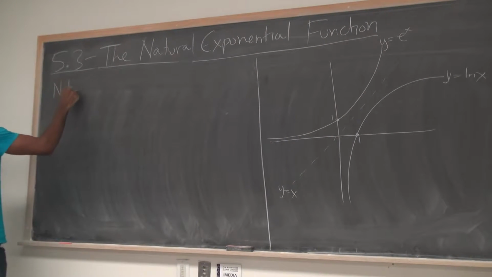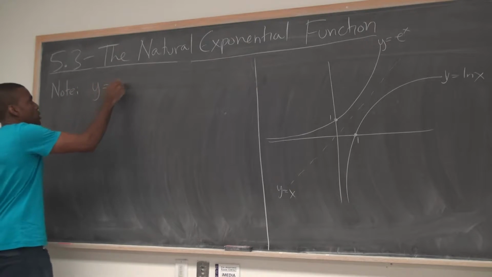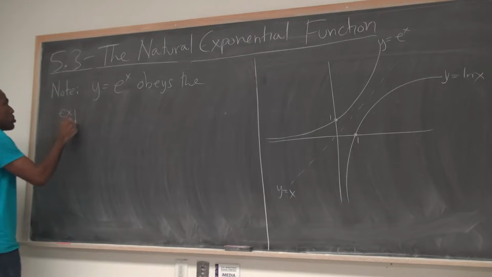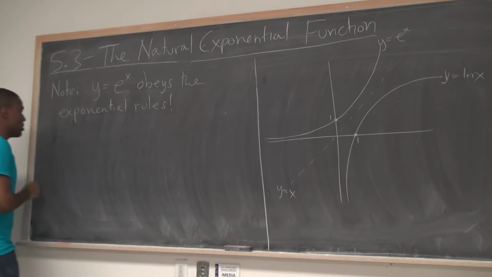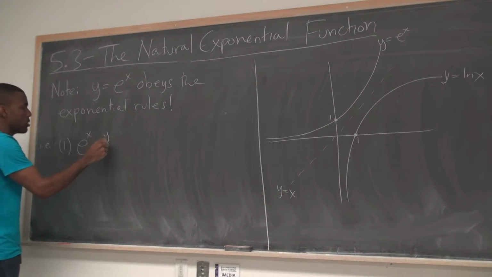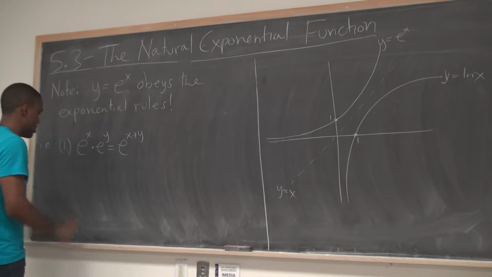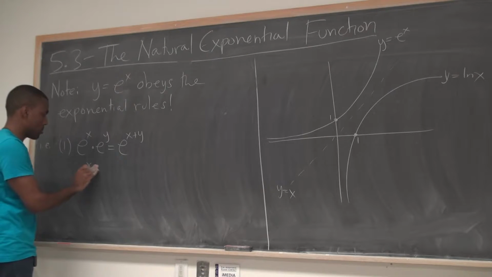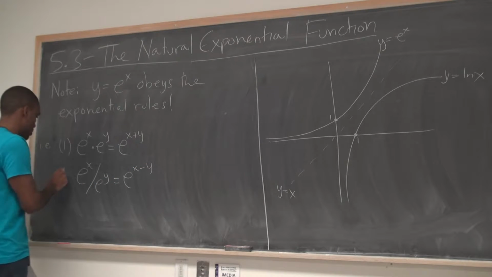Note, I had to say this because sometimes students forget. y equals e to the x obeys the exponential rules. For example, rule 1, if I take e to the x times e to the y, what do I get? x plus y, right? Or if I have e to the x, what else did I tell you? I gave you a bunch of this. Divided by e to the y, that's e to the x minus y. That's another rule.